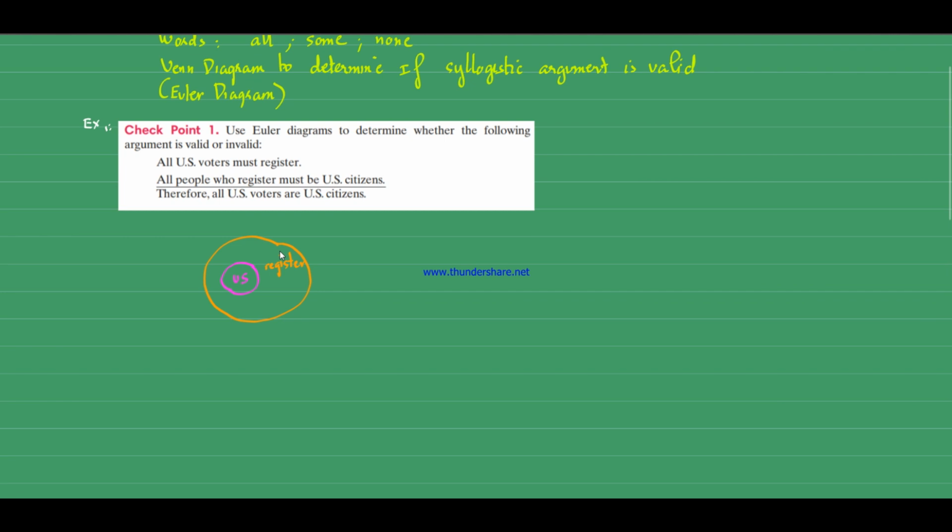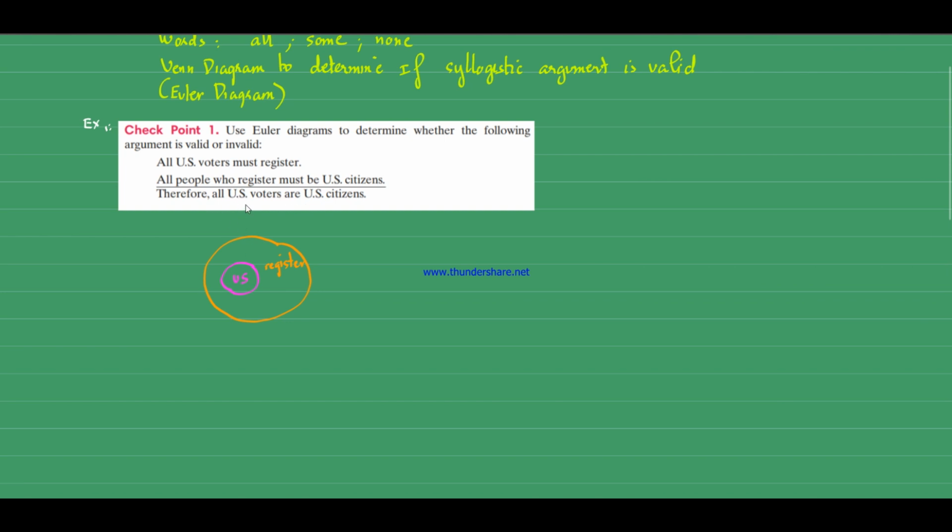Must be U.S. citizens. All people who register must be U.S. citizens. Therefore, U.S. voters are U.S. citizens. So U.S. voter right over here. U.S. voter is the purple.